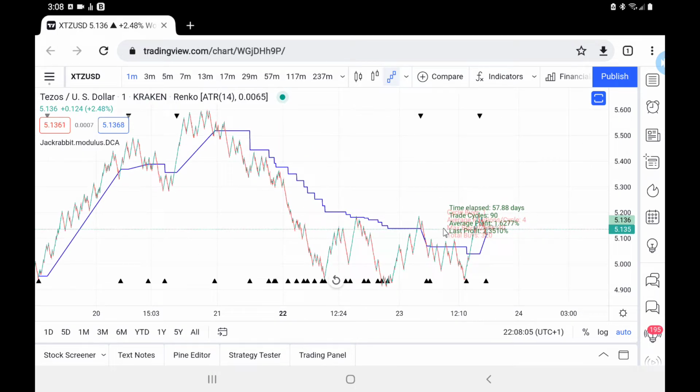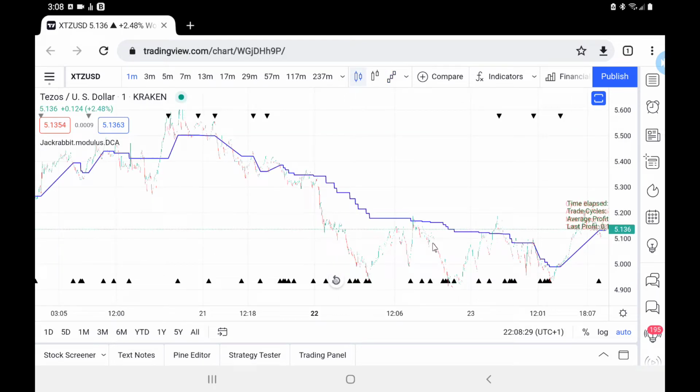And very little work needs to be done within Jackrabbit to calculate and convert between different charts. Typically speaking, the values you use in Renko are often going to be smaller than the values you use in a traditional chart. But as you can see from this example, oftentimes these same values work very well.